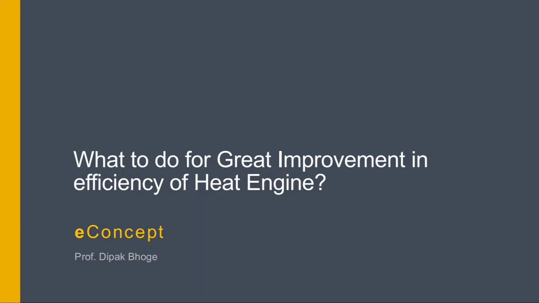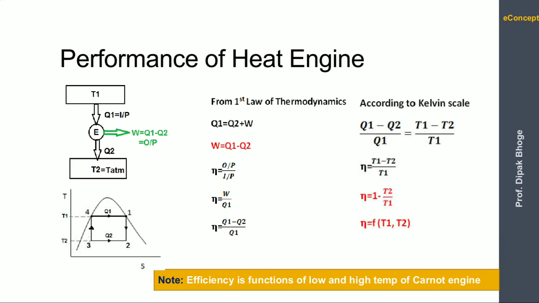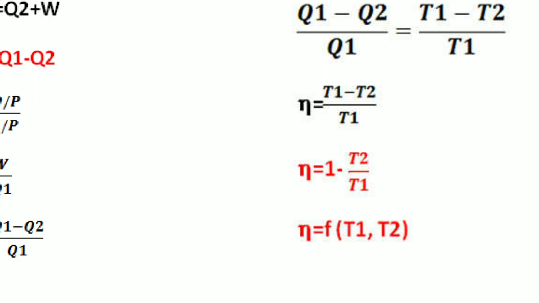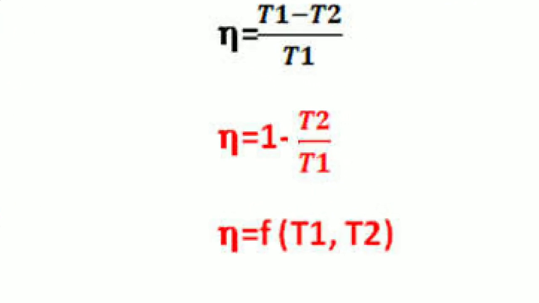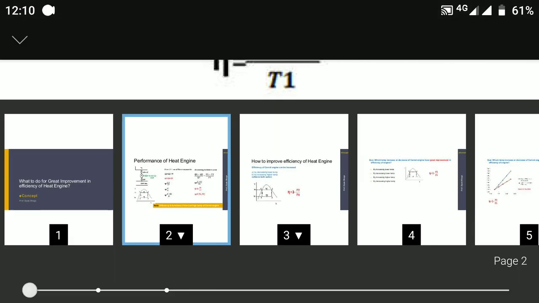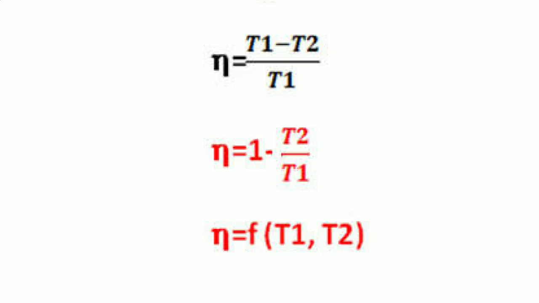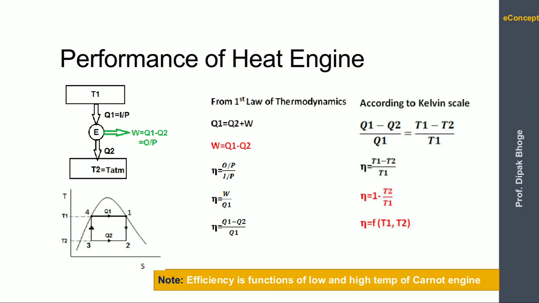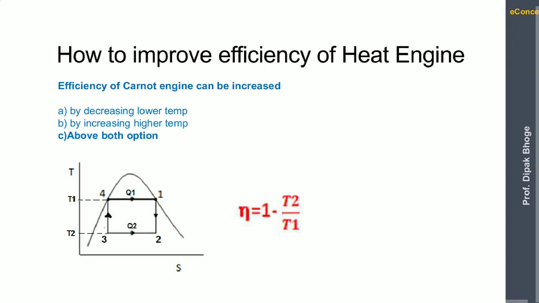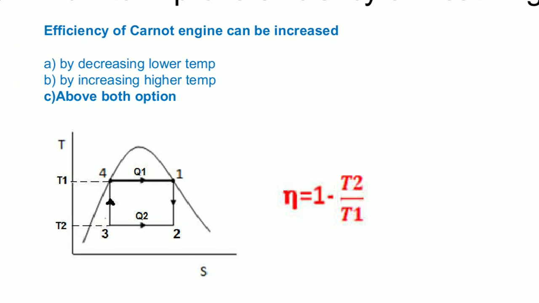In this video, I will talk about how to improve the efficiency of an engine. And in the last lecture, we have seen efficiency of an engine is a function of its high temperature and low temperature. So from this equation, it is clear that efficiency is a function of its high temperature and low temperature. Now for increasing the efficiency of this engine, we have three options.